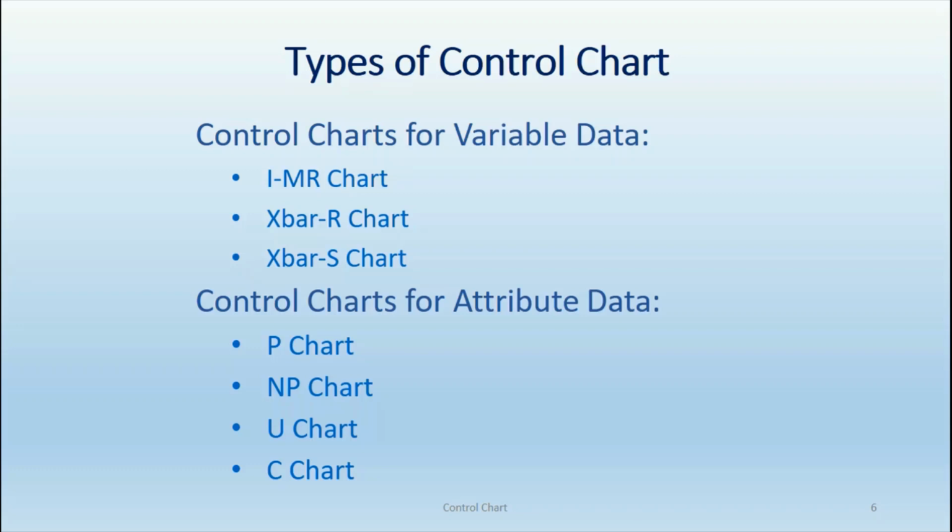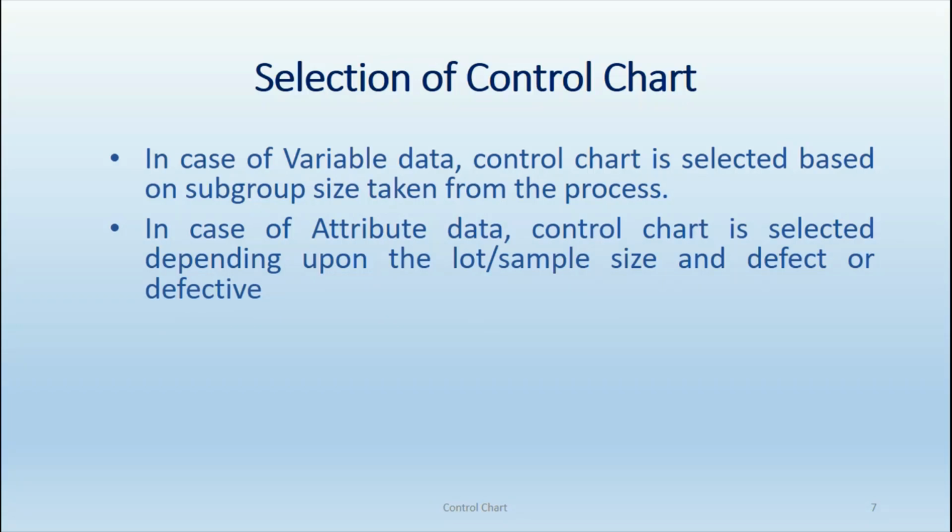Now we'll see how to select the control chart. When you have continuous data, then the selection of control chart will be based on the subgroup size taken from the process. That means if you have continuous data and the sample selected is individual measurement, then the subgroup size is 1, and you have to select the IMR chart, that is individual moving range chart. And if you have continuous data and the sample selected is subgroup averages with subgroup size from 2 to 8, then you have to select the X bar and R chart, that is X bar and range chart.